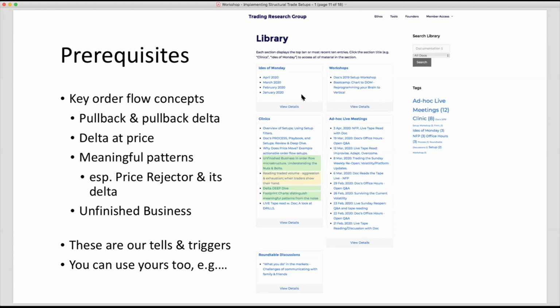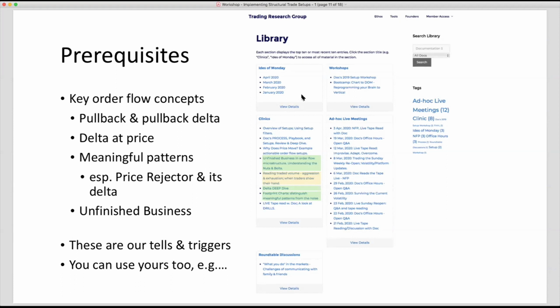So there's 4 clinics to review. But I'm also going to recap these concepts here for the benefit of those who aren't yet Trading Research Group members, but also the opportunity that we can explore these in the Q&A towards the end if need be. So the order flow concepts that I am using in my evaluation of how to execute within these setups are pullback and pullback delta, delta at price, which helps us identify absorption, meaningful patterns within the order flow, specifically a pattern I call the price rejector, but also the delta captured in the price rejector, and unfinished business.